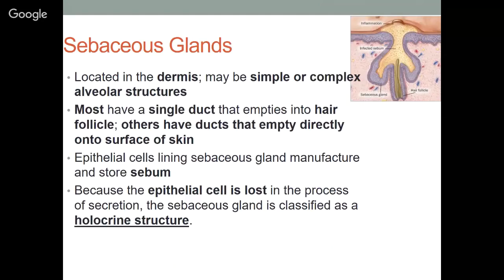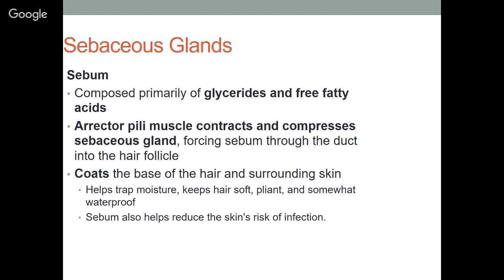Because the epithelial cell is lost during the process of secretion, the sebaceous gland is classified as a holocrine structure. Sebum, so this is what is in that. It's composed of glycerides and free fatty acids. It's kind of a waxy, oily substance.